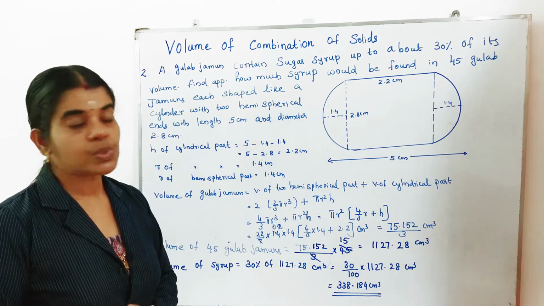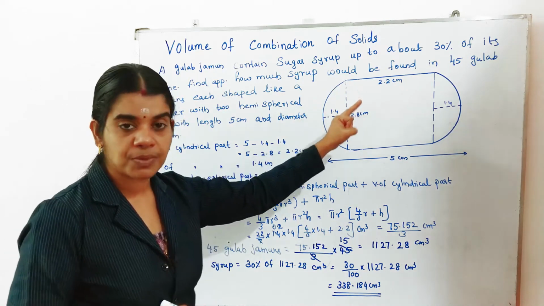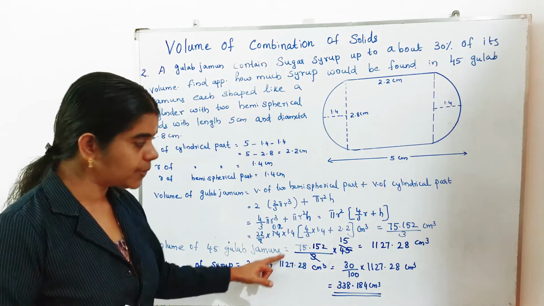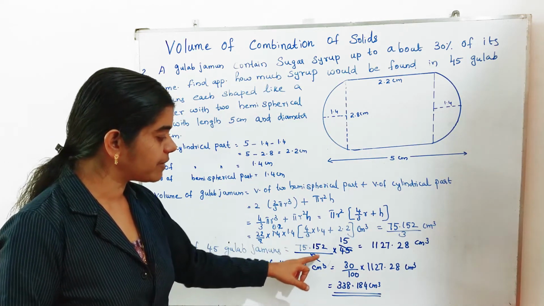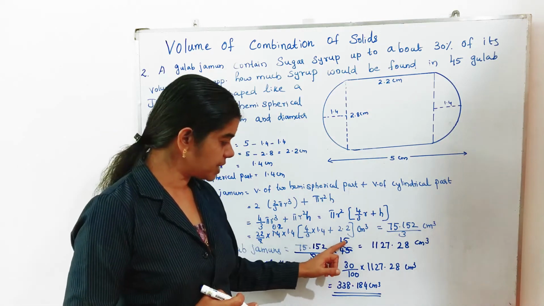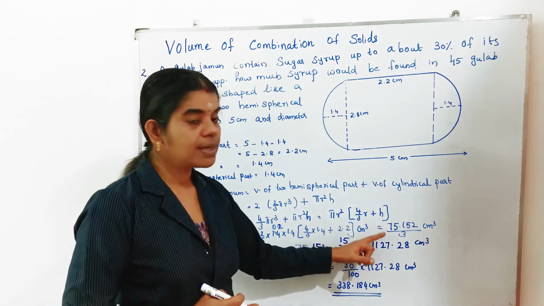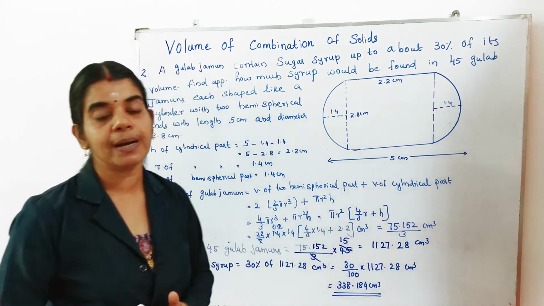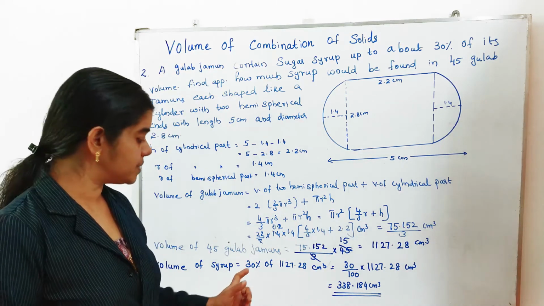So like that 45 gulab jamuns are there. Next you want to find the volume of 45 gulab jamuns, which is equal to 75.152 divided by 3 into 45. This 3 and 45 we can cut by 15. Then after multiplying you will get 1127.28 centimeter cube as the volume of 45 gulab jamuns.